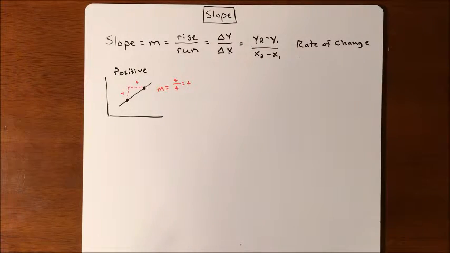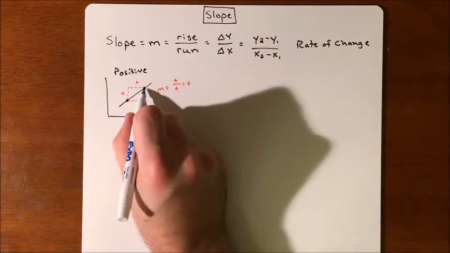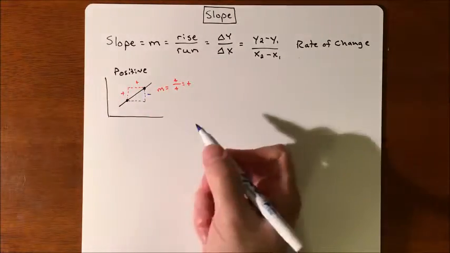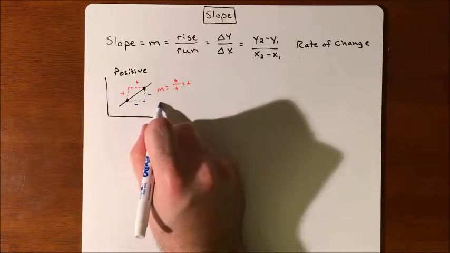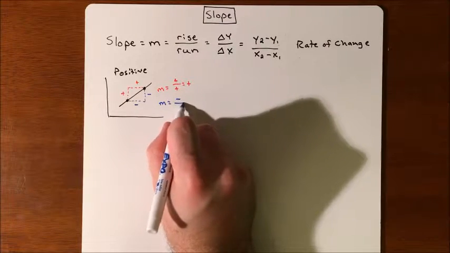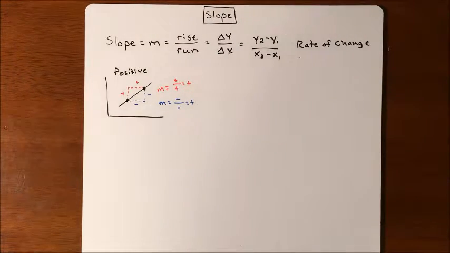If we so happen to go the other direction, which is fine, we would just go in this direction and then this. So we would go down for a rise, which would be a negative, and then we would go back, which would be a negative. So our m would be a negative divided by a negative, which is also going to be a positive. So regardless of how we look at it, we're going to create a positive slope.